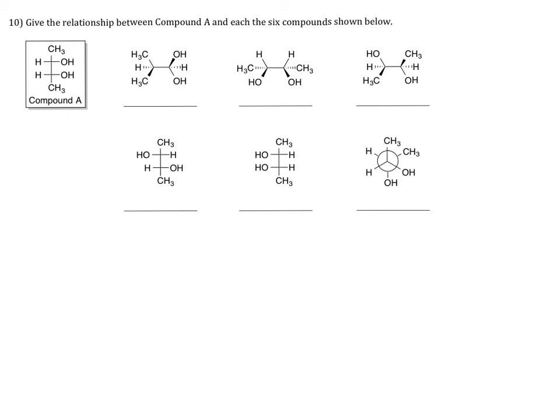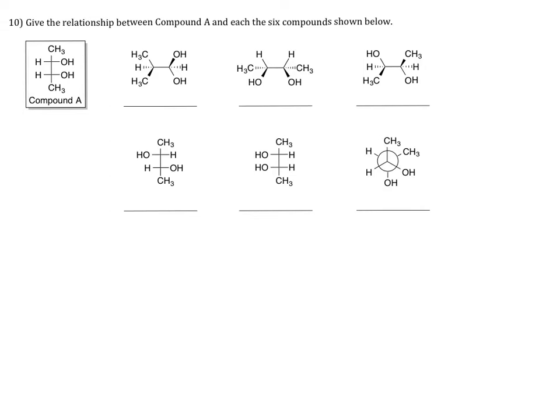In this problem, we're going to compare compound A, which is shown in a Fischer projection, to these 6 other representations and try to figure out the relationship between each of these and compound A. Just a couple of things to recognize. First is that since we are dealing with a Fischer projection, remember the definition of the Fischer projection.